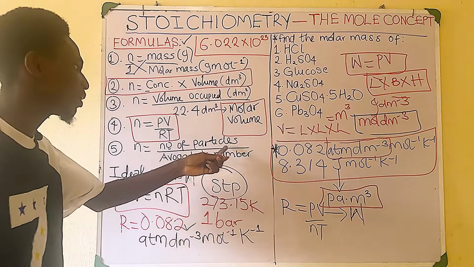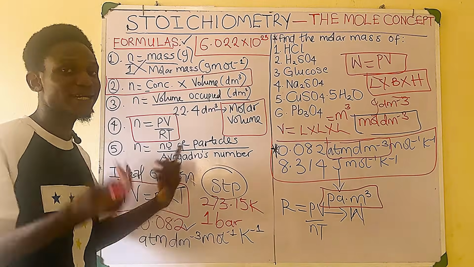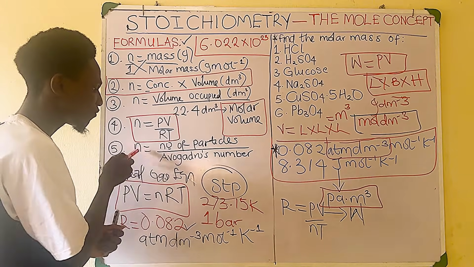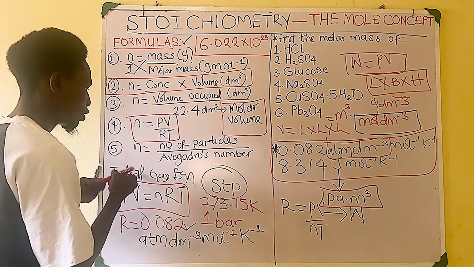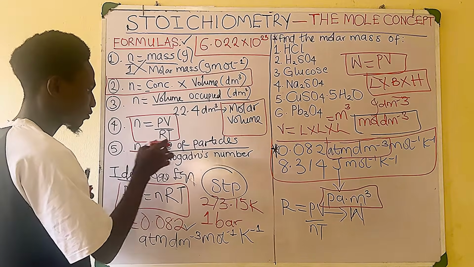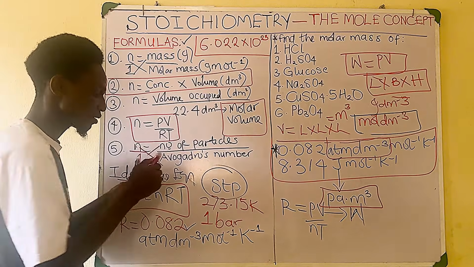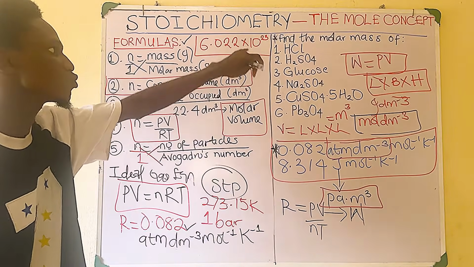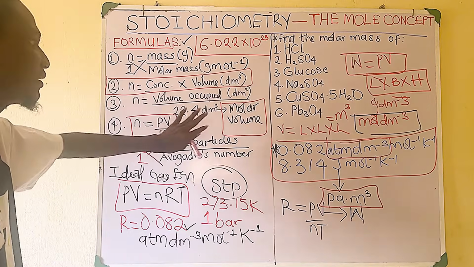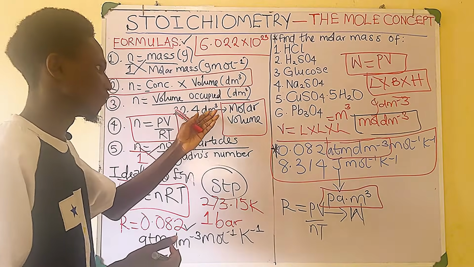So we have number of particles divided by Avogadro's number. Sometimes they can ask you to look for number of particles. What do you do? Just cross multiply. It will now be number of moles times Avogadro's number, and you're good to go. So you have number of particles standing alone, equal to number of moles times Avogadro's number, which is 6.02 times 10 raised to power 23. With these 5 we have looked at, these are the different formulas for number of moles.